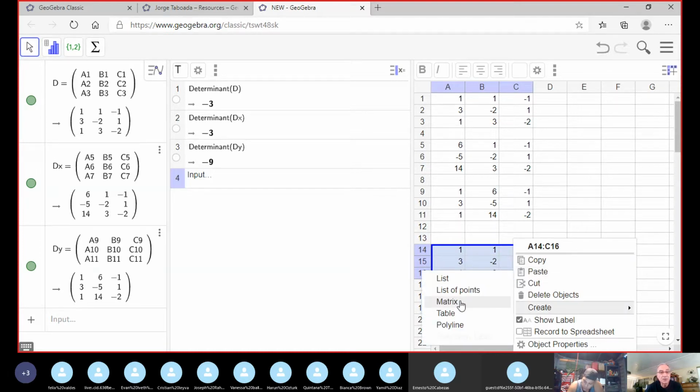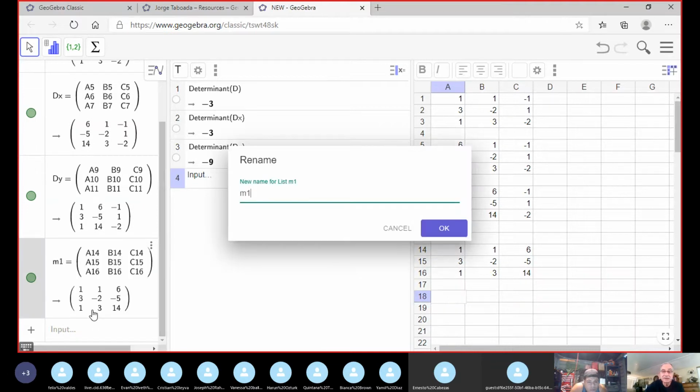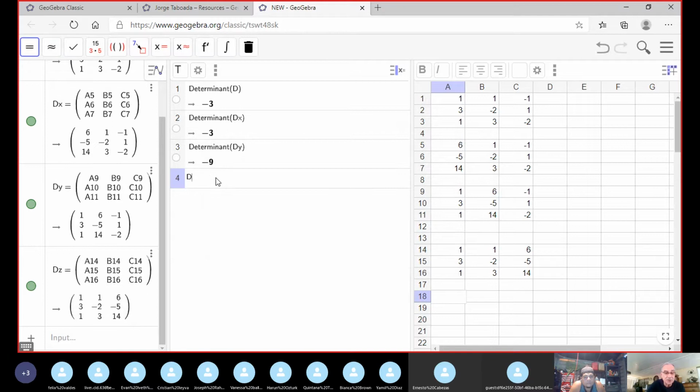Create matrix. Okay. Rename. The name of this is dz. dz is the new name. And we compute the determinant of the matrix dz. dz is positive 6. The positive 6 divided by negative 3 and negative 2. Okay? So I compute that. Super easy. I come back to the whiteboard to see the final answer.